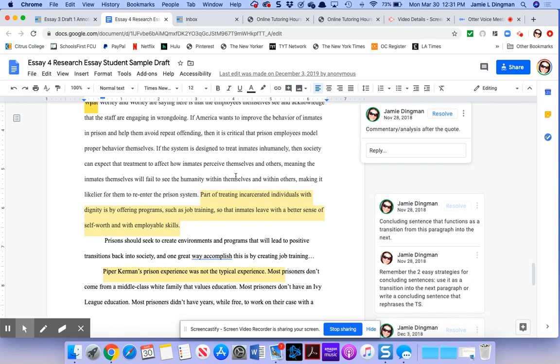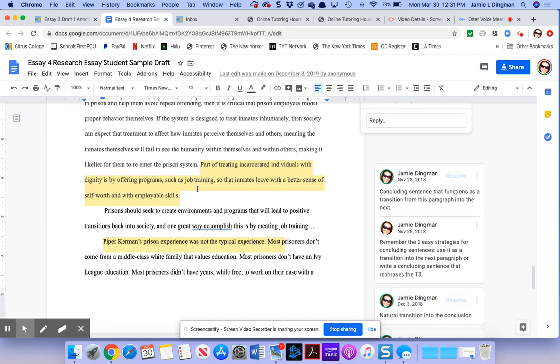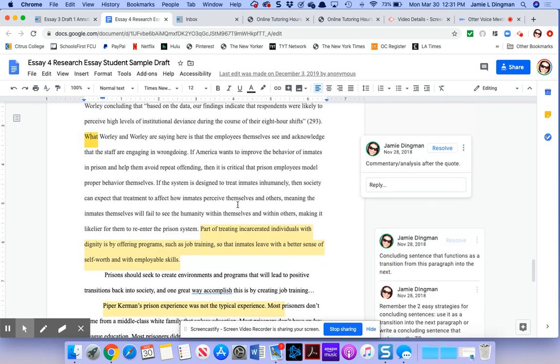If the system is designed to treat inmates humanely, then society can expect that treatment to affect how inmates perceive themselves and others, meaning the inmates themselves will fail to see the humanity within themselves and within others, making it likelier for them to reenter the prison system. Part of treating incarcerated individuals with dignity is by offering programs, such as job training, so that inmates leave with a better sense of self-worth and with employable skills.